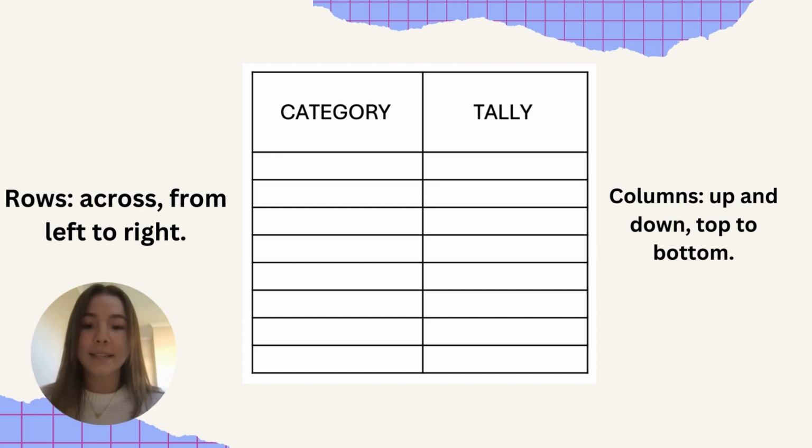You can also see some very empty spaces in the rows, and that will be filled in later with our data. So if we have one column labeled category and the other column labeled tally, what might go into our rows under category? Put on your thinking caps and have a think.